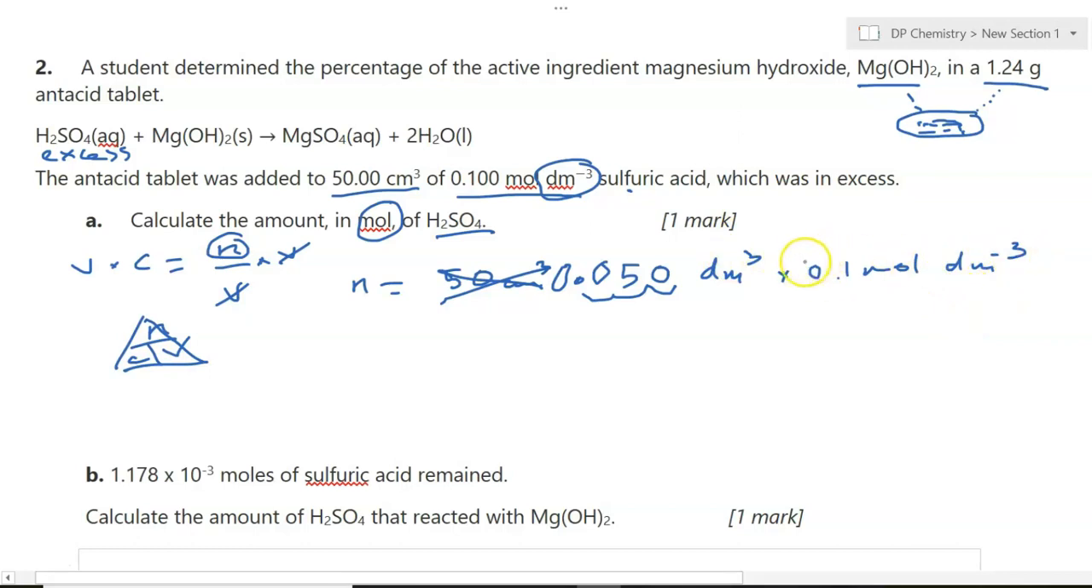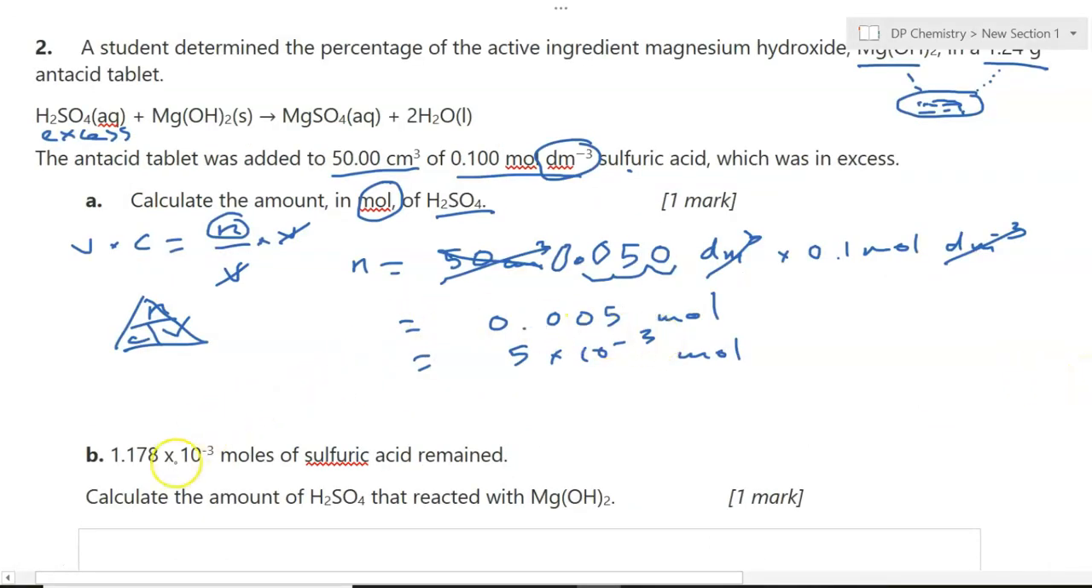Now that works out right here: decimeter minus 3, and here's decimeter cube. So that works out, and then that will cancel out, and you're left with mole. Alright, so you've got scientific notation. We'll write it as, oh, done.